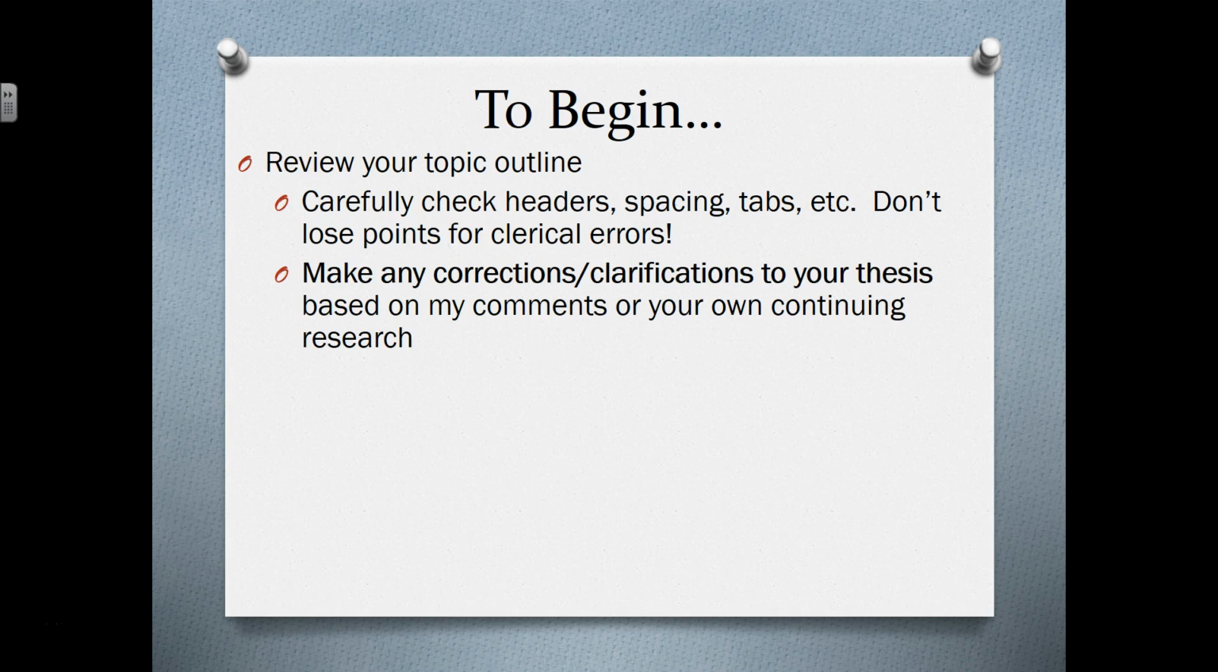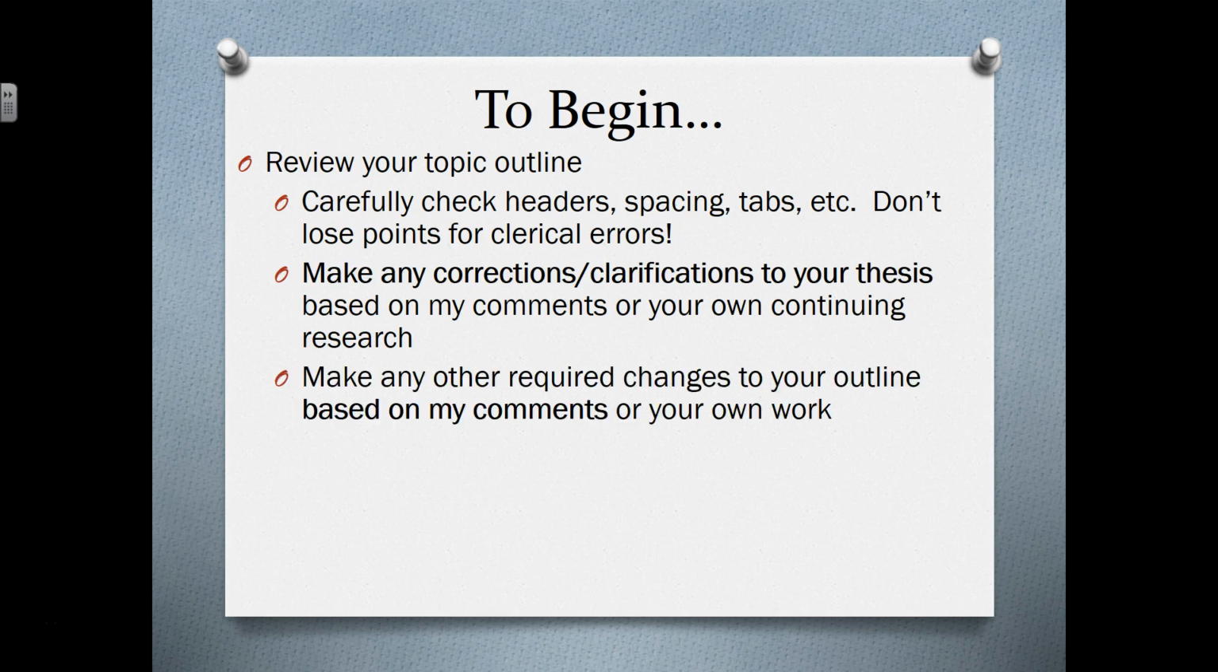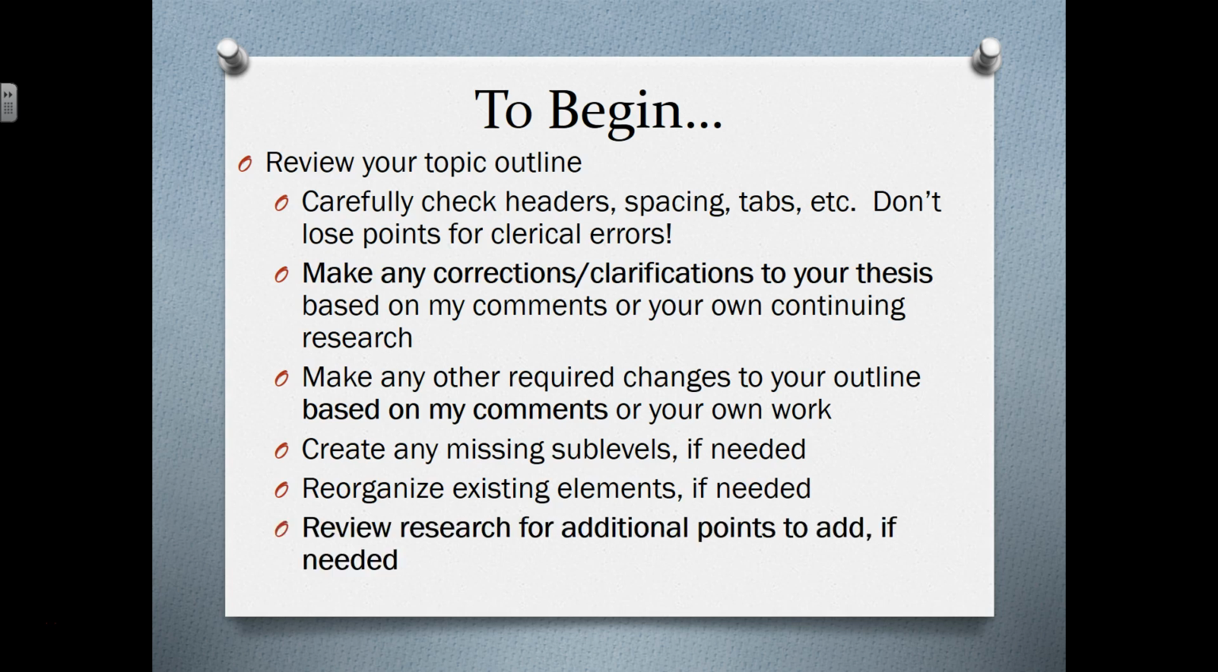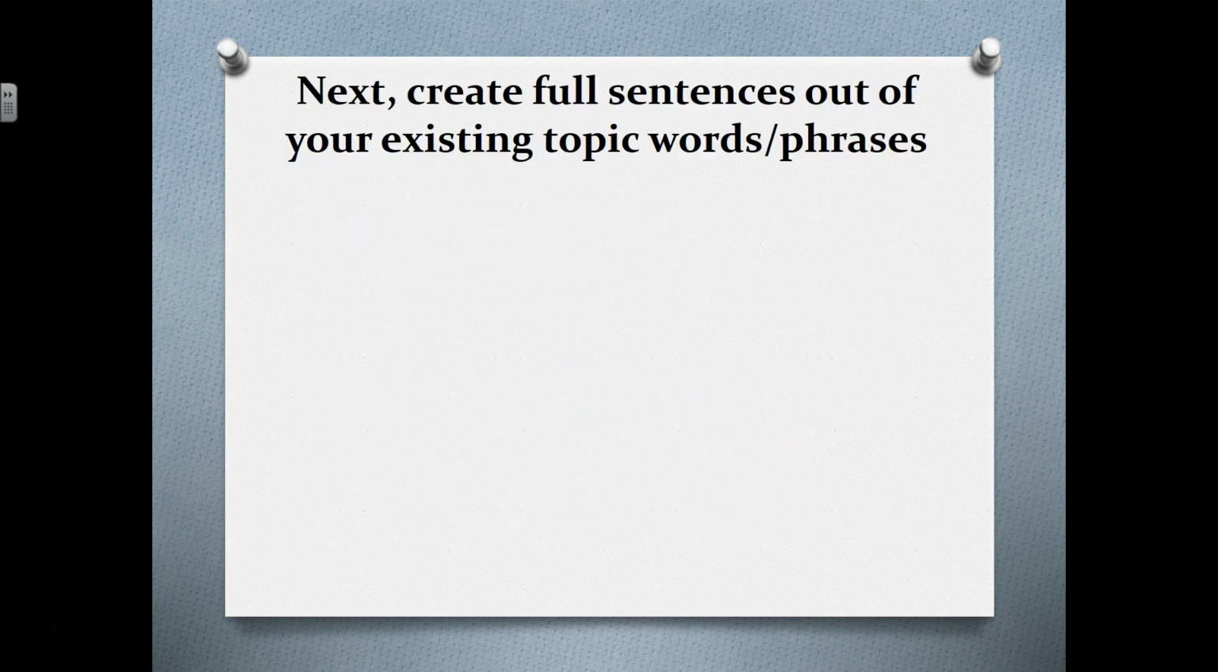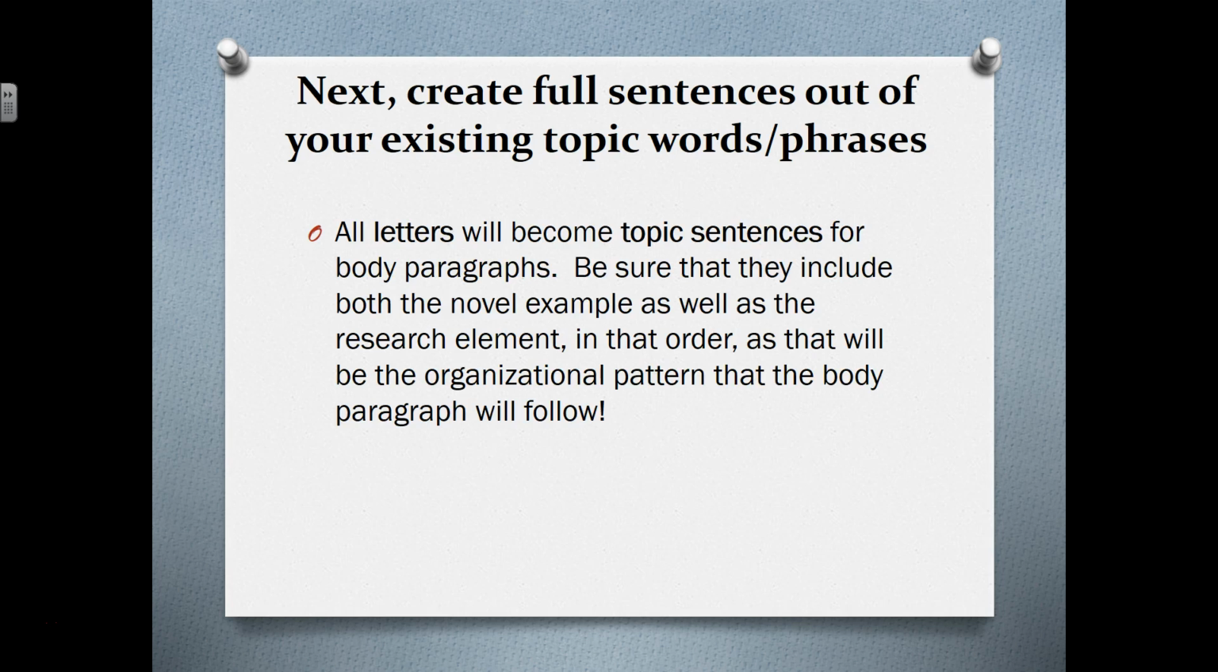And that's definitely something that I was looking for in the topic outline. And if I didn't see it in the preliminary thesis statement, I definitely made a note that you need one. So add that in at this point. Make any other required changes, create the missing subletters, etc. This is also a time where you might need to continue your research. If you begin to find, I don't have enough information about this particular topic, this is the time to go back into the library, to go back into those articles and find some more information. Okay, so the first part of the sentence outline is just to review. Then we're going to create full sentences out of the existing topic words and phrases.